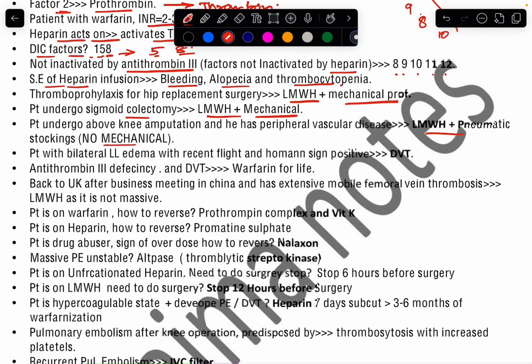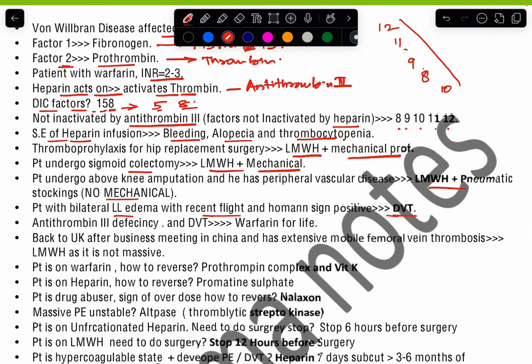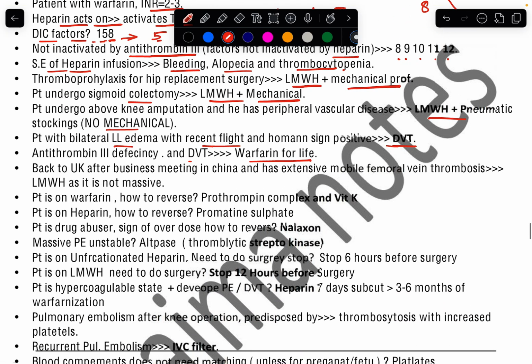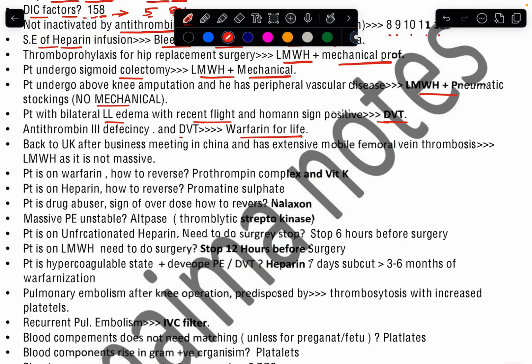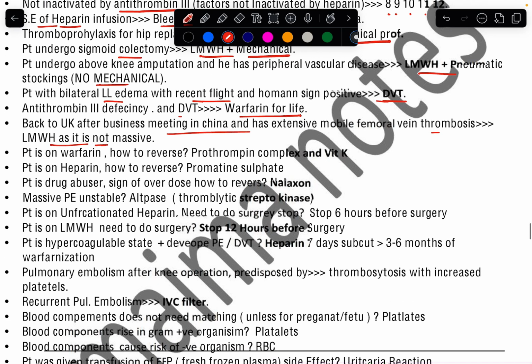Patient with bilateral leg edema, recent flight, immobile for 8 hours, and DVT is caused by antithrombin 3 deficiency. Heparin acts with deficiency and DVT, warfarin for life. When this deficiency is there, these are called thromboembolic phenomena, so that has to be prevented by warfarin. Back to UK after a business meeting in China with extensive femoral thrombosis: low molecular weight heparin, as it is not massive, this is a long flight.